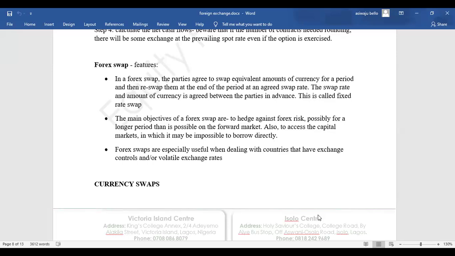We can go into exchange rate swap, whereby we agree a swap rate at which we convert Naira to dollar today. We now place the investment. After 1 year, 2 years, when we repatriate our investment amount, we are going to reswap back at the same swap rate agreed today. That is the concept of forex swap.